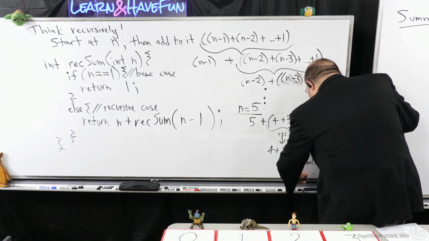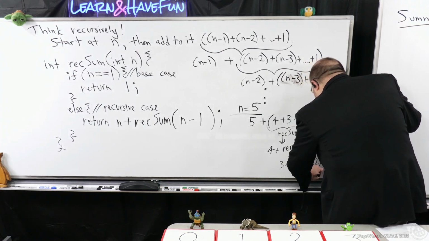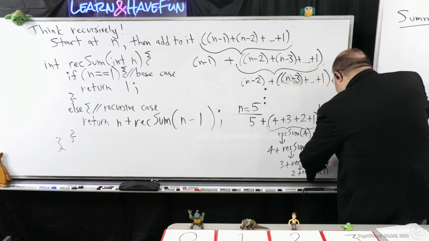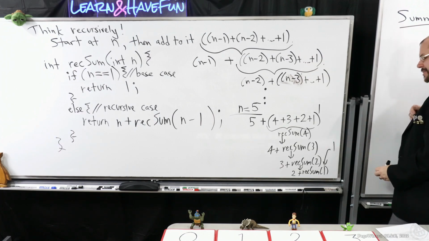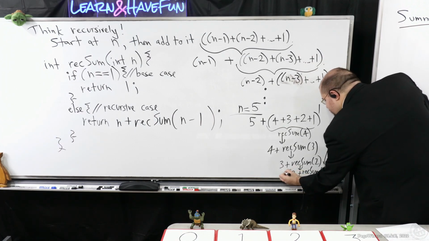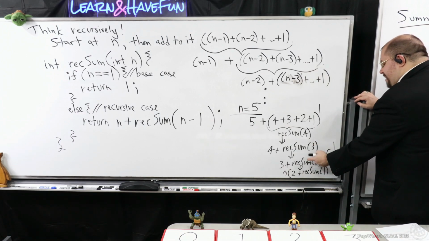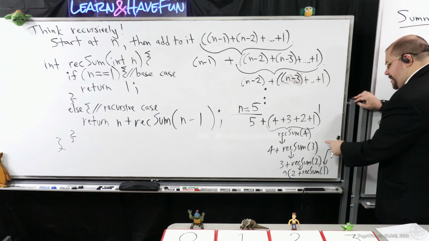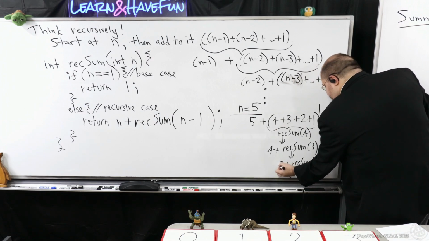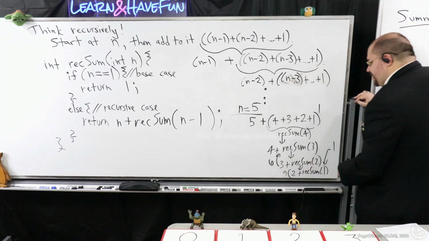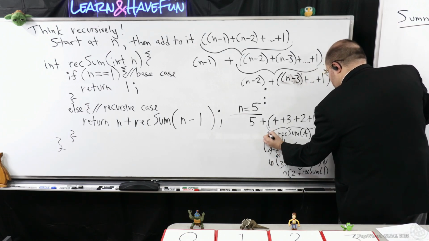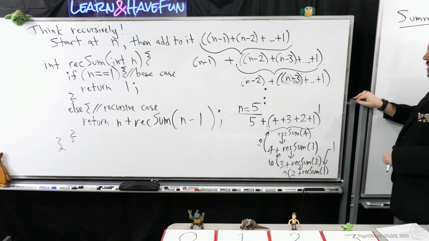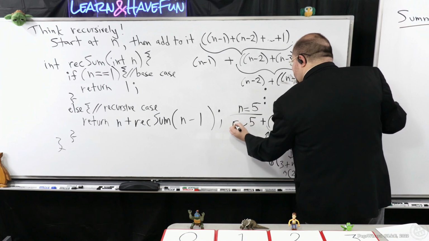So we got 2 plus rec sum 1. But what's rec sum 1? Well, we know the answer to that is 1, right? So we got 1 plus 2. Well, the answer to this is 3. Then we could pass that back up this way. So now we have 3 plus 3 is 6, right? 6 plus 4 is 10. And now we have 5 plus 10 is 15. So that means the answer is 15.